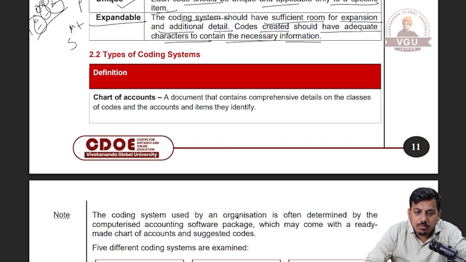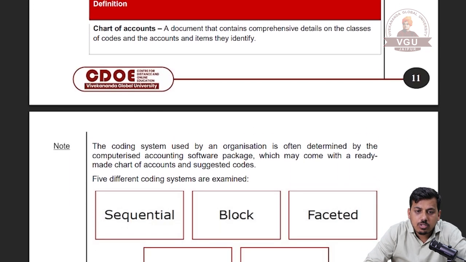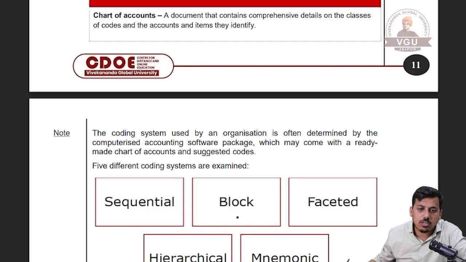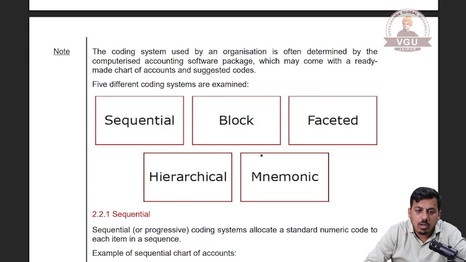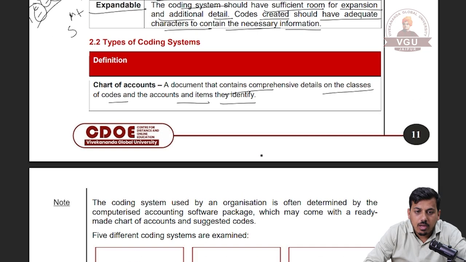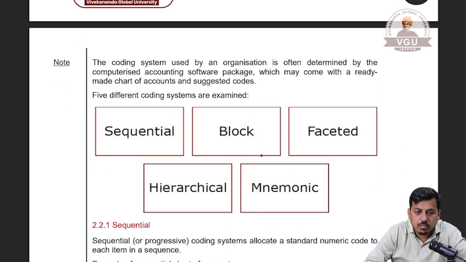Types of coding system. First, the definition is given: chart of accounts, a document that contains comprehensive details on the classes of codes and accounts and items they identify. Okay, so there is a document where everything is given regarding codes and accounts and items, so that is the chart of accounts. Now we are studying types of coding system.